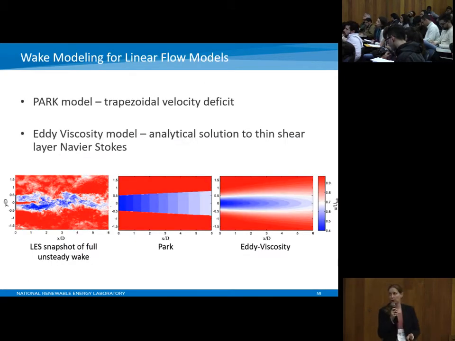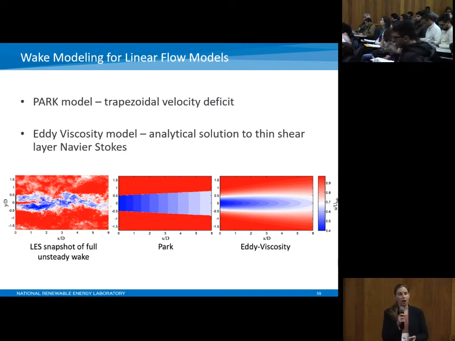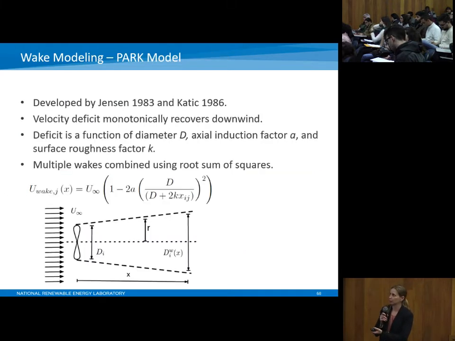There are different types of linear flow models that have been developed over the years. You can find numerous publications on all of these. The Park model is the oldest and probably the most used. It's a trapezoidal velocity effect, where the velocity deficit decays over distance, expands, and eventually goes away. You have the eddy viscosity model, which is a closer approximation to a time averaged LES simulation. So there are different flavors of these models, a wide variety that you can use. All computationally efficient is the key, because if you're using them in design optimization, they need to be computationally efficient.